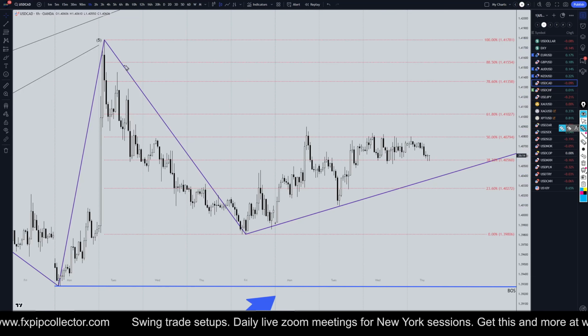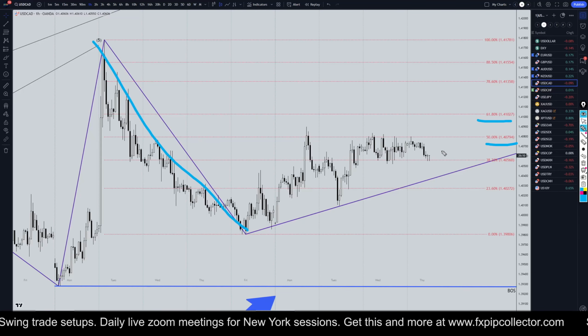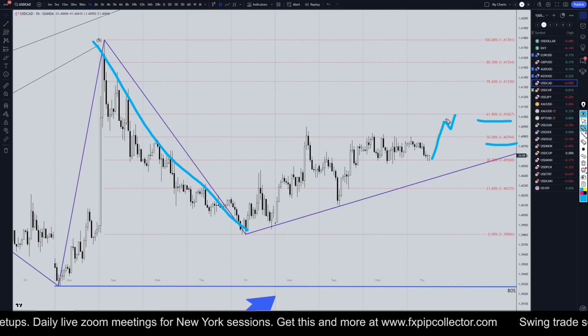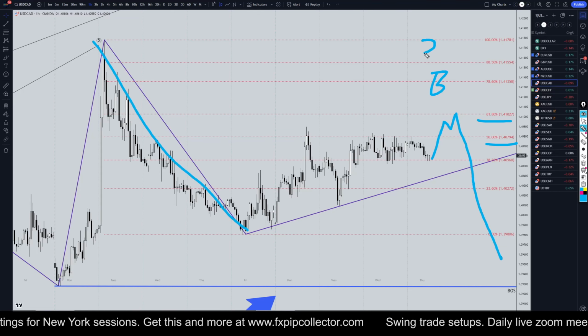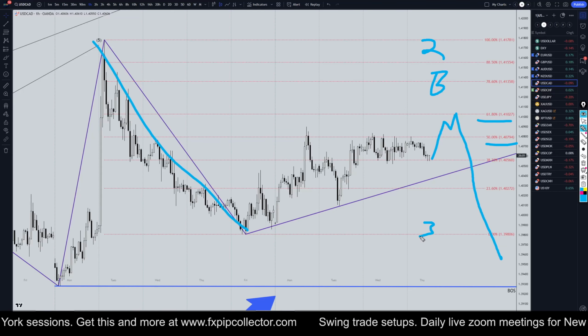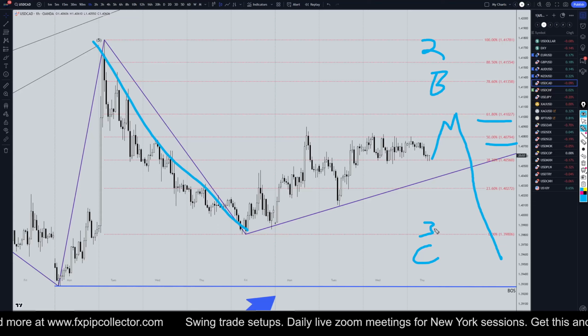Because if this right here is a correction to this last push down, then most likely it will go up to one of these fib levels, probably more likely like the 61.8 before it makes a push down, either ending a wave B or 2 and going down for either a wave 3 or wave C, like I was explaining on the higher time frames.